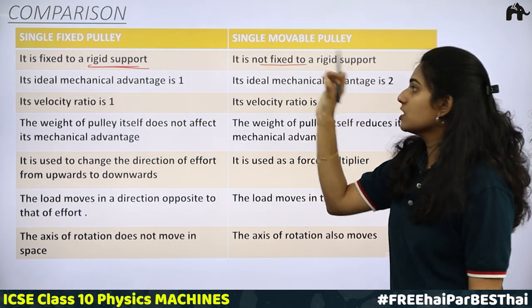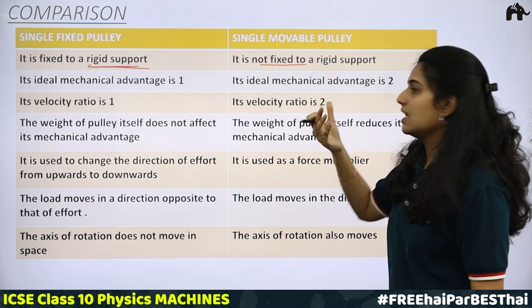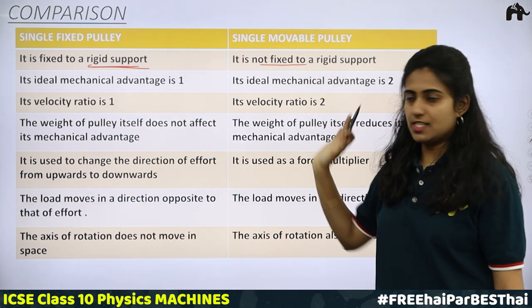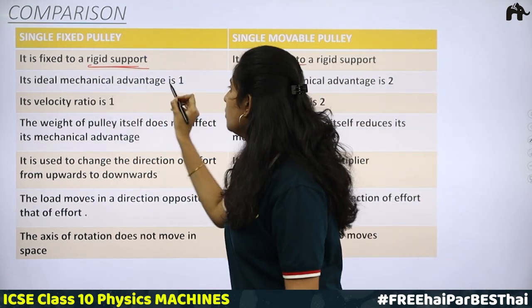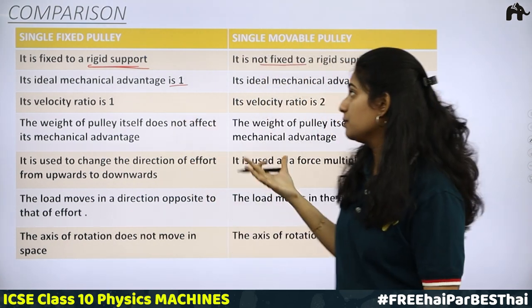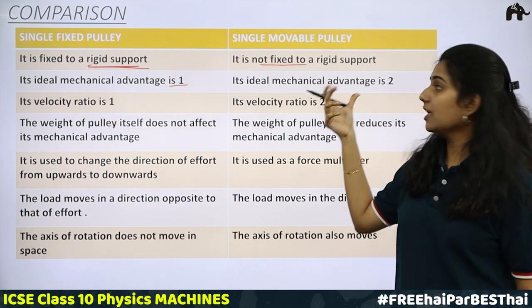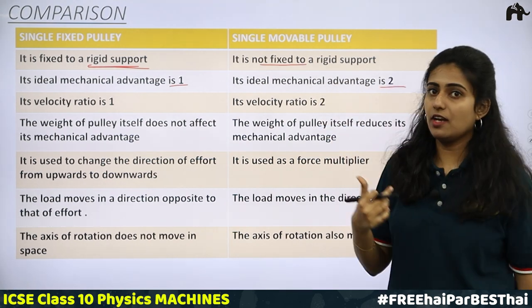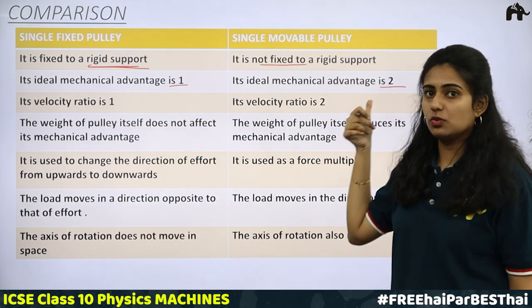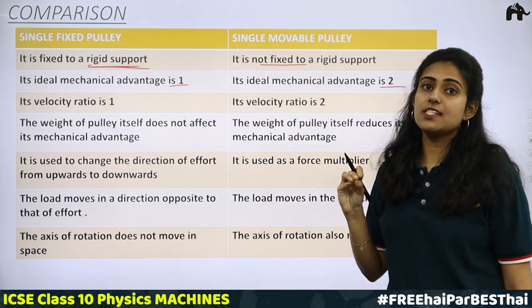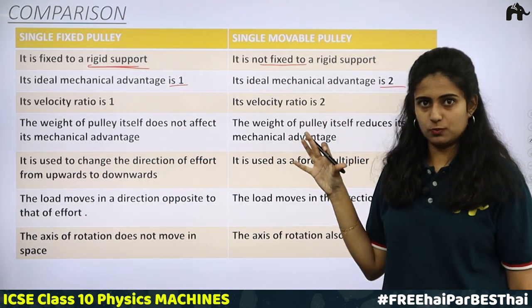End of rope is fixed to a rigid support, but the axle and the pulley system is not fixed to a rigid support. Next is its mechanical advantage. In case of single fixed pulley, we got mechanical advantage equal to 1. What about the movable pulley? In movable pulley, we calculated mechanical advantage and it is equal to 2. Why is it happening? Because effort is equal to load divided by 2.